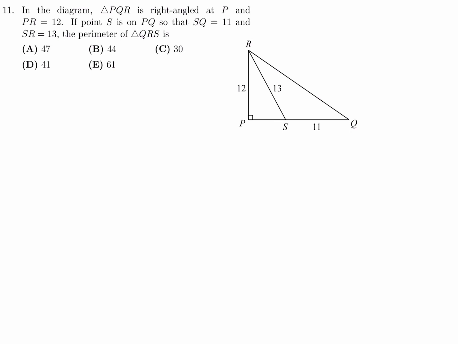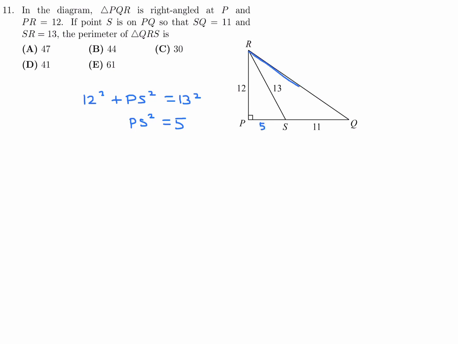Alright, well, we're going to have to figure out a few distances. First one is PS. We can figure that out easily with Pythagoras. 12 squared plus PS squared is 13 squared. And that means PS squared will be 5. And I'll let you do the math. So put 5 right here.